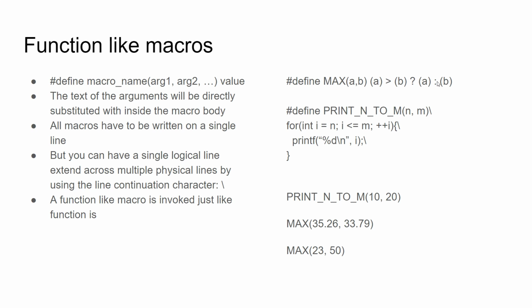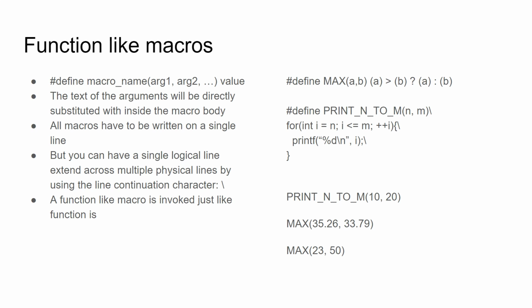But again, instead of doing the function call, everywhere I write max, it literally will paste in this section of code here on the right-hand side, with the A being replaced with the first argument and the B being replaced with the second thing. I can have it be more complicated, like print n to m. And again, anywhere that I do this, it's not going to be a function call. It's literally going to copy and paste in this section of code here, but with n and m replaced with whatever the values are there. Does that make sense?